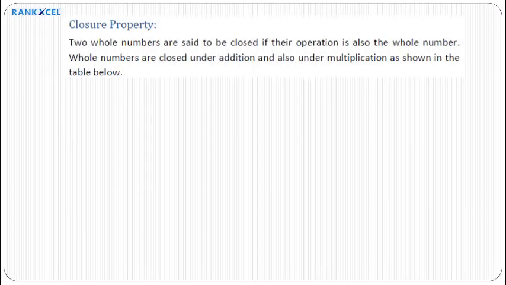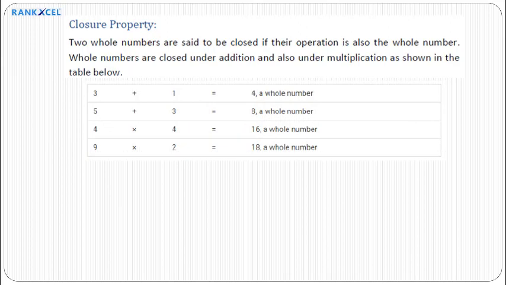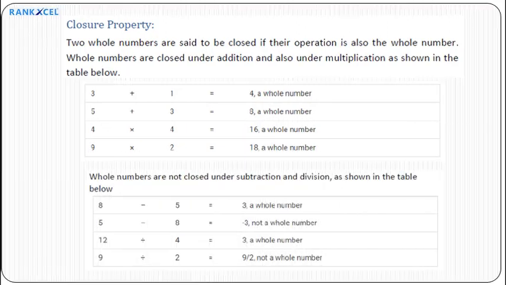Closure property. Two whole numbers are said to be closed if their operation also gives a whole number. Whole numbers are closed under addition and also under multiplication, as shown in the table below. Whole numbers are not closed under subtraction and division, as shown in the table below.